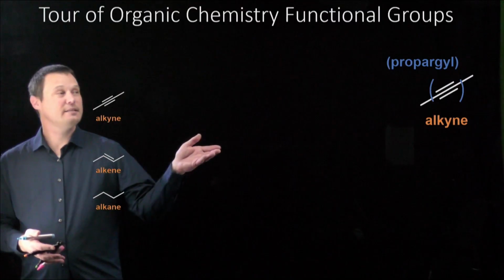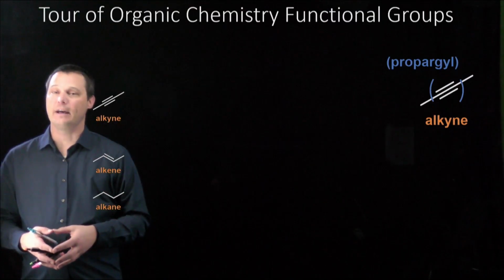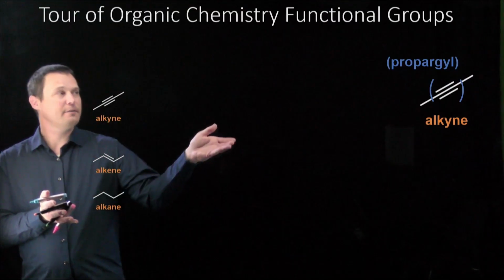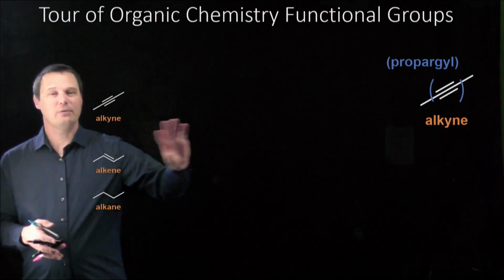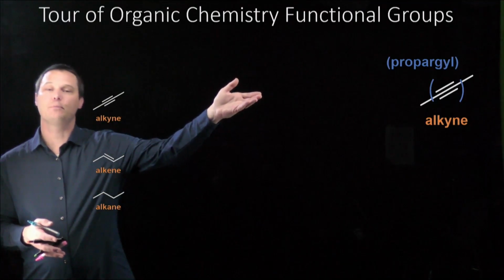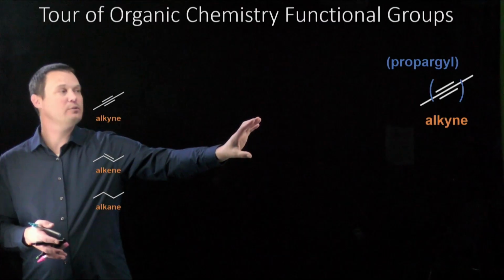The functional group that contains a carbon-carbon triple bond is called an alkyne. And the name of the fragment within the alkyne functional group is a propargyl group. The noun form is alkyne. The adjective form is propargyl. The name of the room in the house is an alkyne.